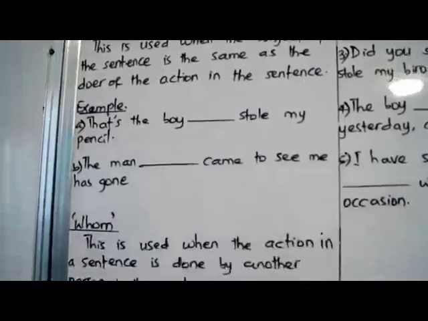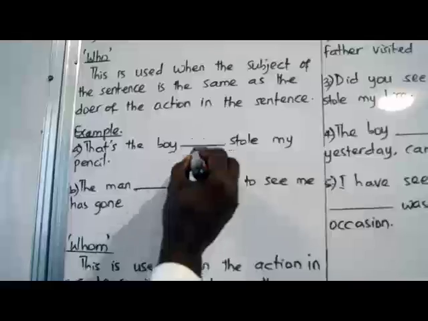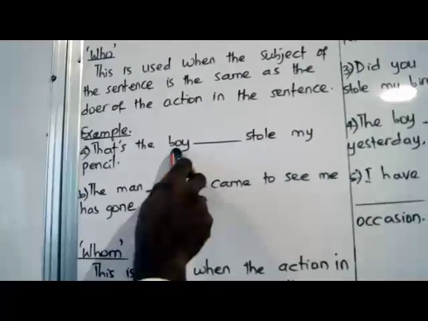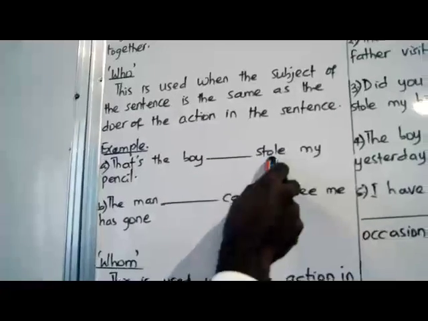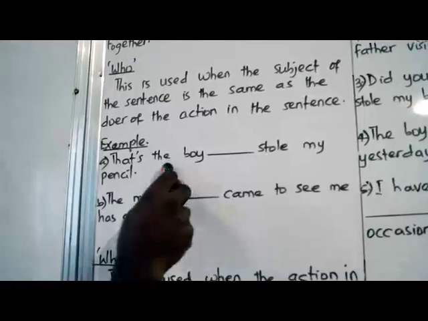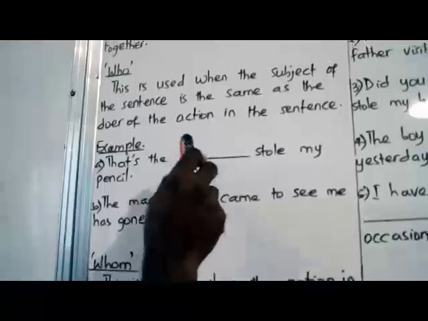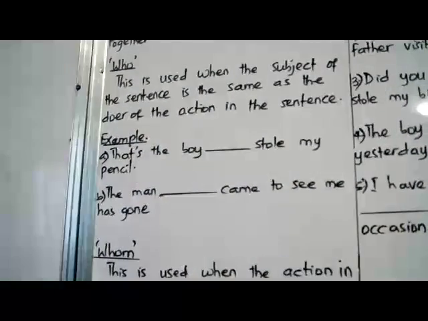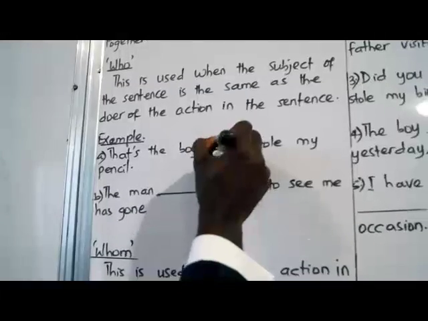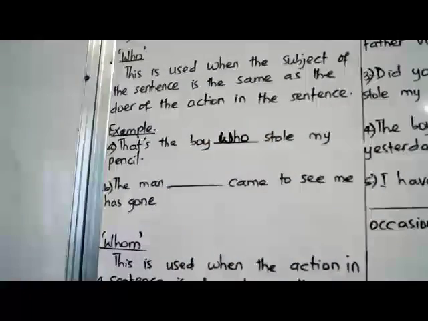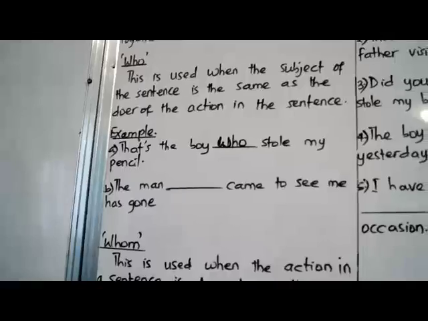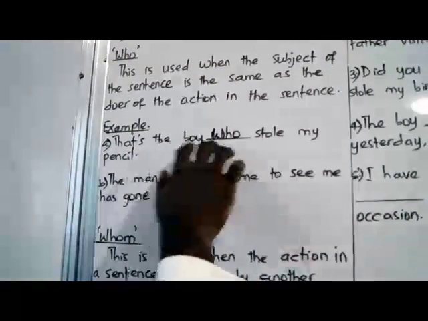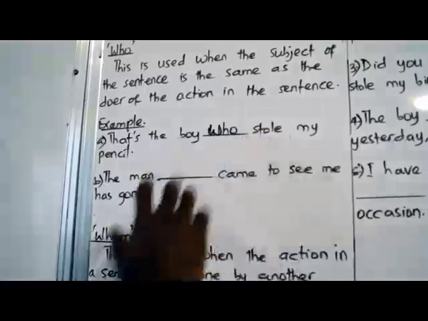Now let's look at who. That's the boy that stole my pencil. In this case, the boy is the subject of the sentence. Now the action, stole, was done by the same boy. So since the subject of the sentence is the same as the person carrying out the action in that sentence, that makes who applicable. So this will be the right answer. So that's the boy who stole my pencil. So the subject, the boy, is the same as the doer of the action, stole, in the sentence.